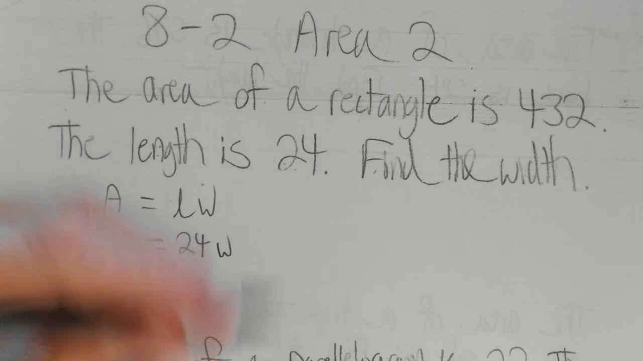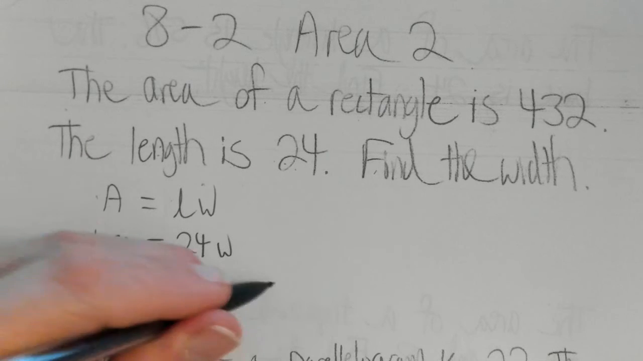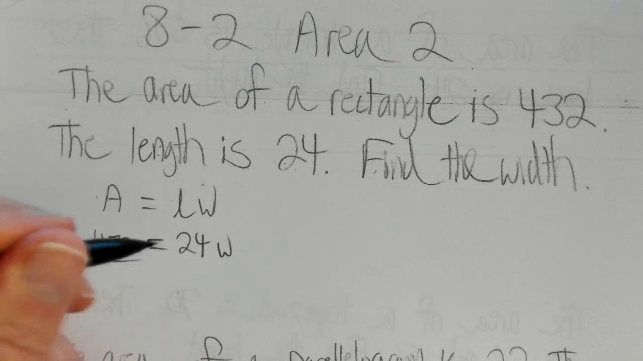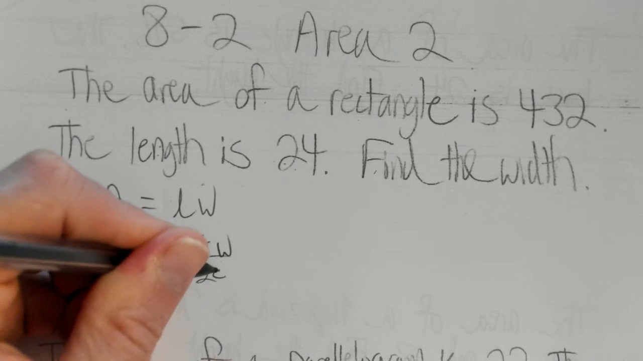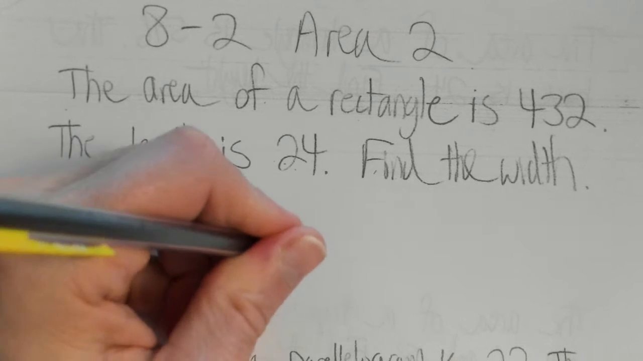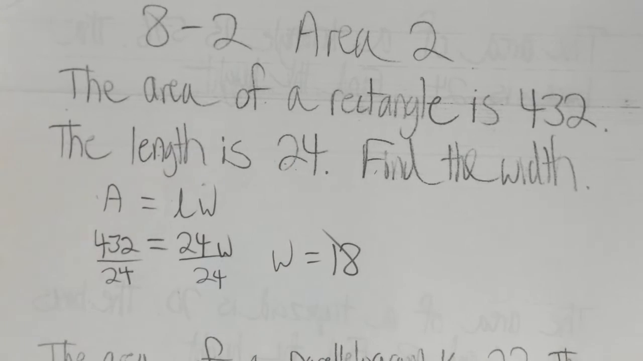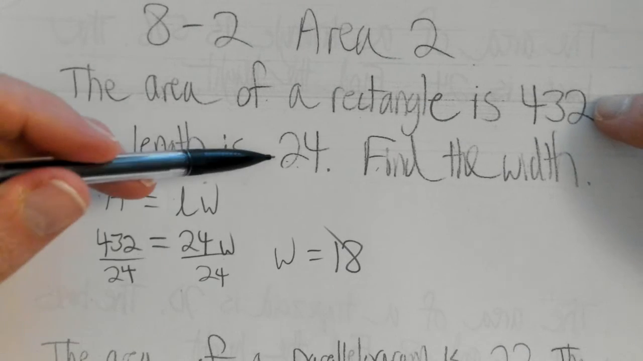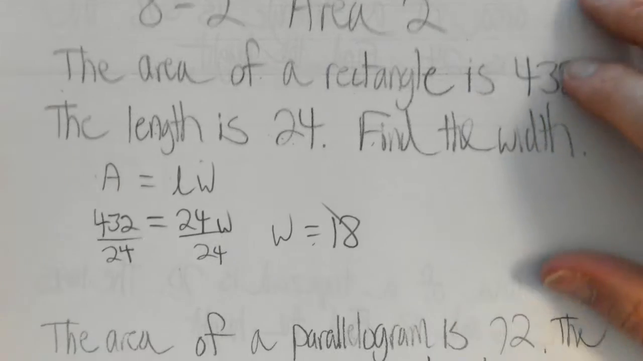And then now I have an equation that I need to solve for W. 432 equals 24W. How do I solve for it? One step, divide both sides by 24. And then we get W equals 18. And then that's your answer. So in this case, where the area is 432 and the length is 24, the width has to be 18. There's your answer.